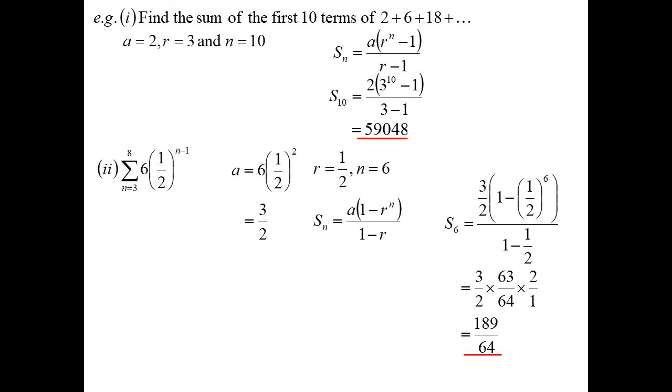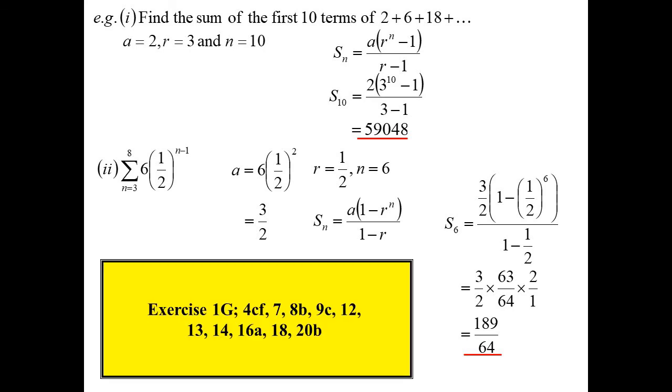All right, so just a quick bit of theory there for today. Exercise 1G.